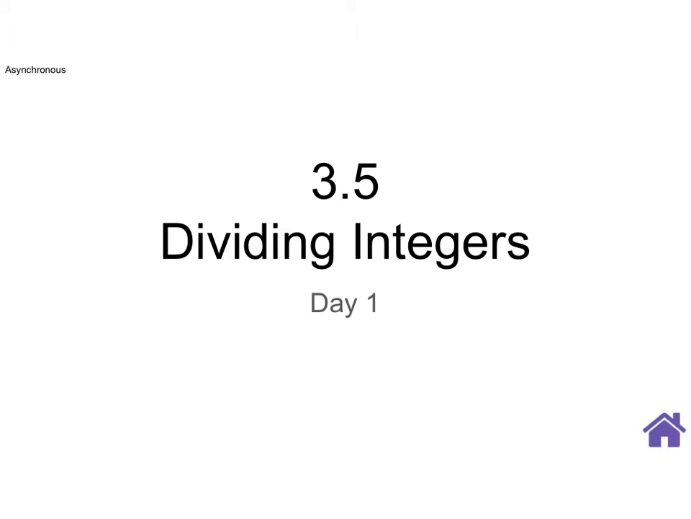Hi everyone, today we're going to be doing 3.5 dividing integers. This is day 1. You should be taking notes and writing everything down in a spiral notebook or a composition book. You just need to have a math notebook that you're writing everything down. And then after you're done writing it down, you're going to take a picture of it and then turn it into the Google Slides in Google Classroom.